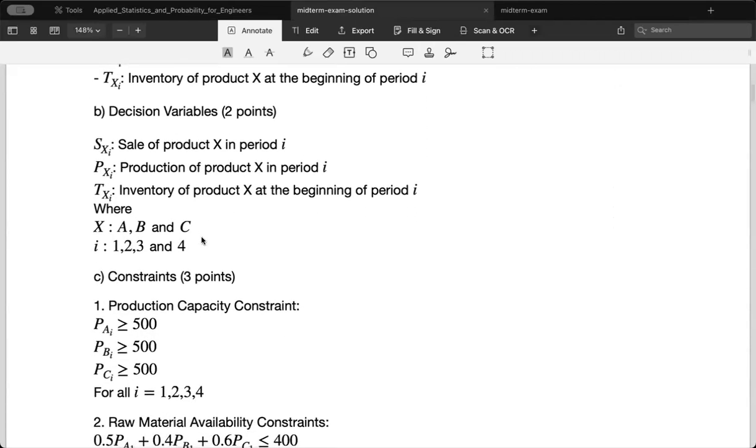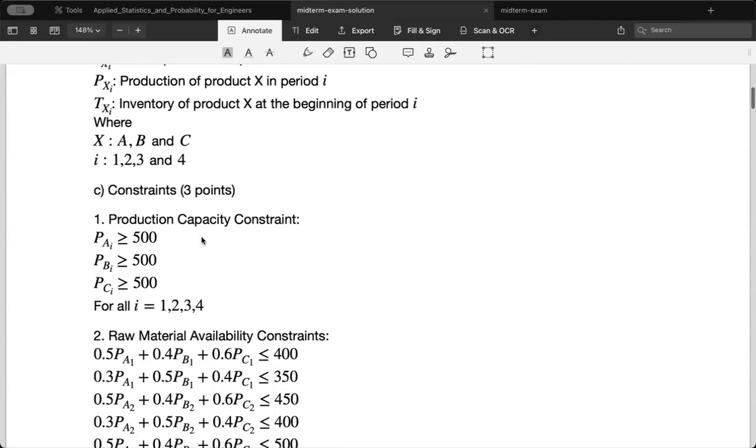The next one is constraint. We have a lot of constraints. So it deserves 3 points, okay? Because it's longer, it takes more time to write than the objective function. So we have production capacity, okay? This one.